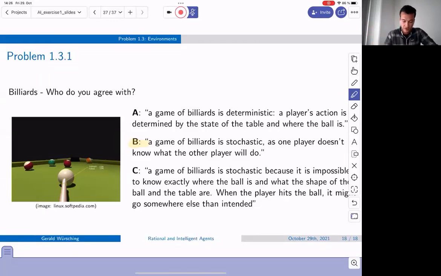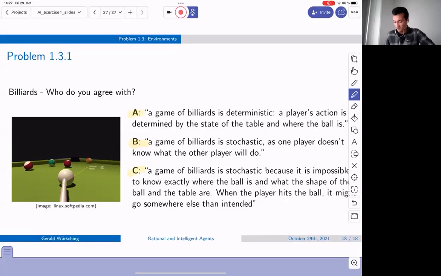Now to Andrea, for example. She says a game of billiard is deterministic, because a player's action is determined by the state of the table and where the ball is. And this basically is a contradiction to what Catherine says. They are related, because they're more or less exactly opposite opinions. She says a game of billiard is stochastic because even if you know where the ball is and what the state of the table is, you cannot guarantee, or cannot say exactly, where it's going to end up. So when the player hits the ball, it might go somewhere else than you expect it to go.